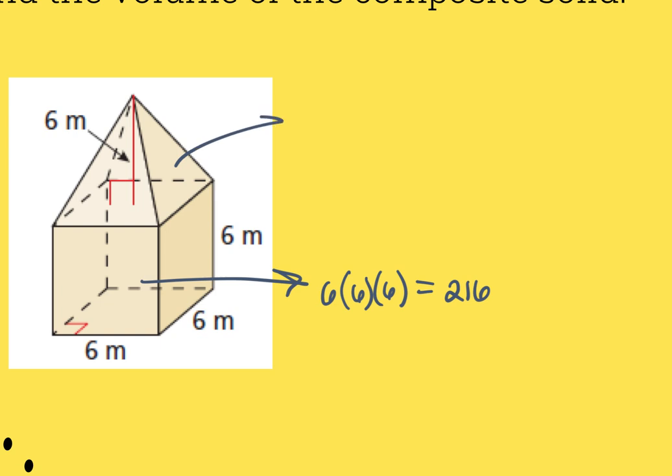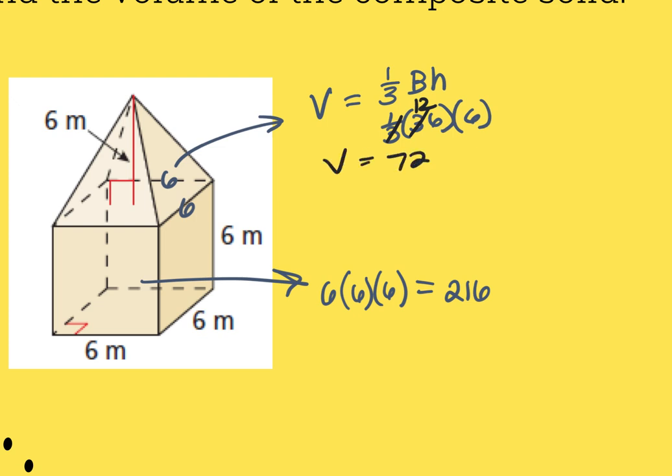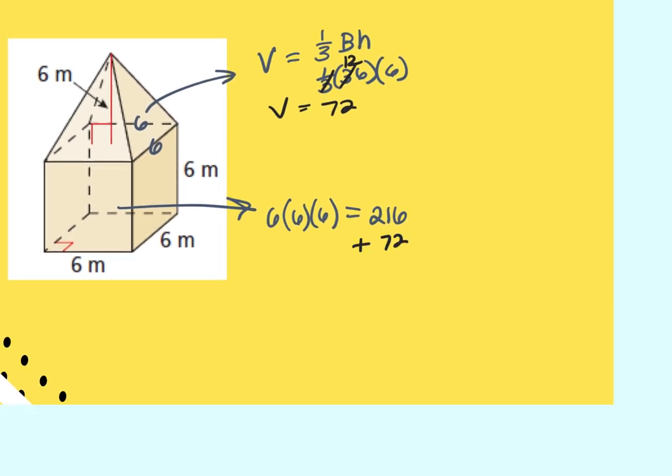And then I want to find the volume of the top, 1/3, base area times height. Which shape is my base? It's a square. The sides are 6. Good. And the height is also 6. 1/3 of 36, or 1/3 of 6. You could do either one. This would be 12 times 6, which is 72. And then I add the 72 and the 216, and I get 288 meters cubed.